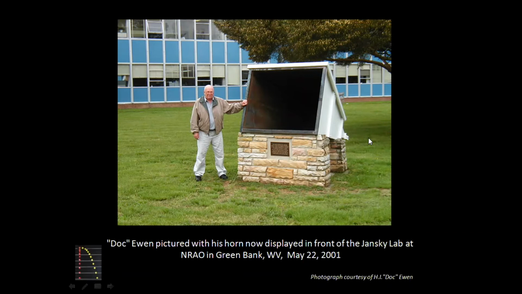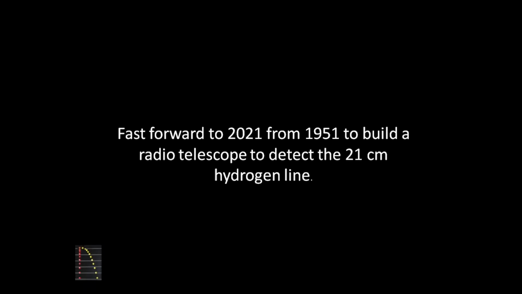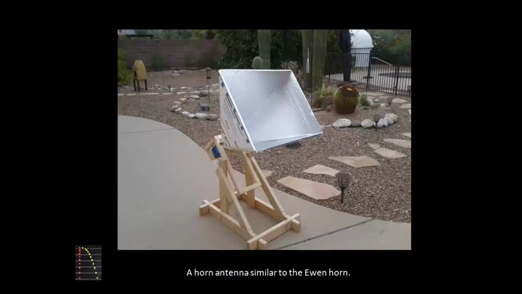So now let's fast forward from 1951 to 2021 and build a radio telescope to detect the 21 centimeter hydrogen line. So what do we need? First of all, we need a horn antenna. This horn antenna is cheaply manufactured. You can go to Home Depot, pick up a couple of panels of this aluminized insulated board in 4x8 sheets for a couple of dollars, I don't know, $9, whatever. And you could then cut the sections and use some of that nice aluminum tape that makes a nice electrical connection. This has to all be conductive.